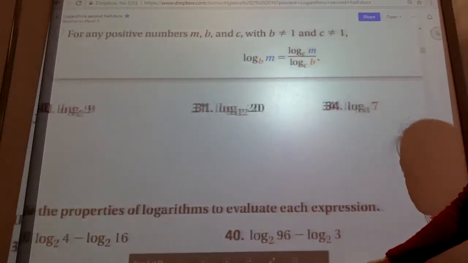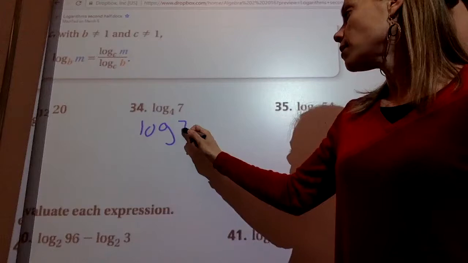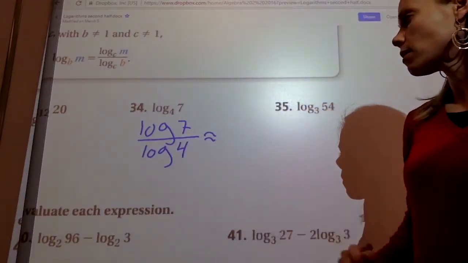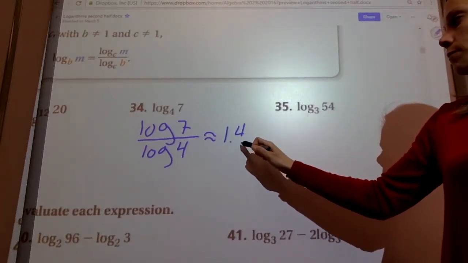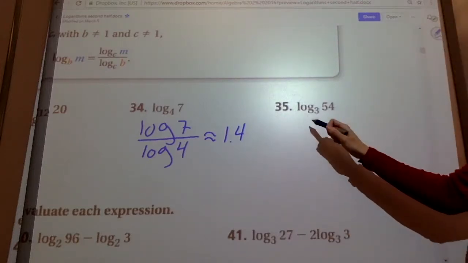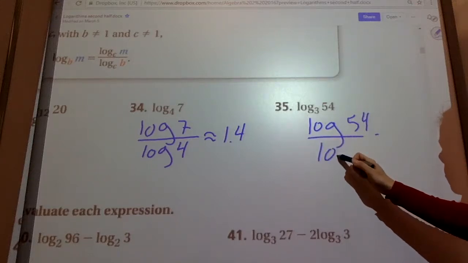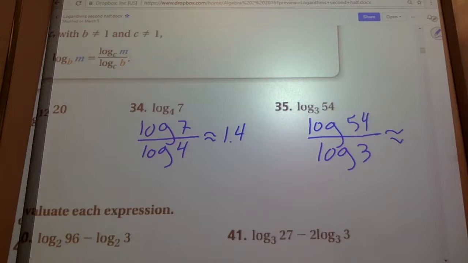Try the next two. So if I do log 7 divided by log 4, what's that approximately? 1.4. And then log 54 divided by log 3 is what approximately? 3.63.